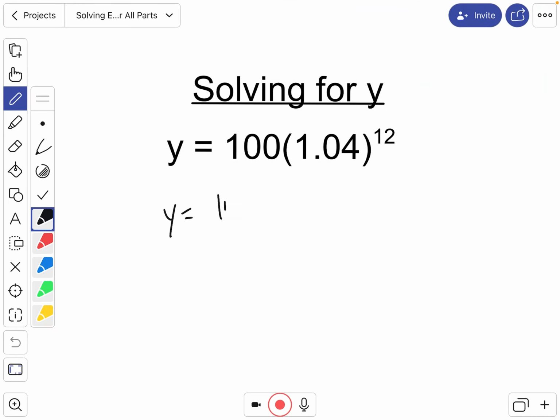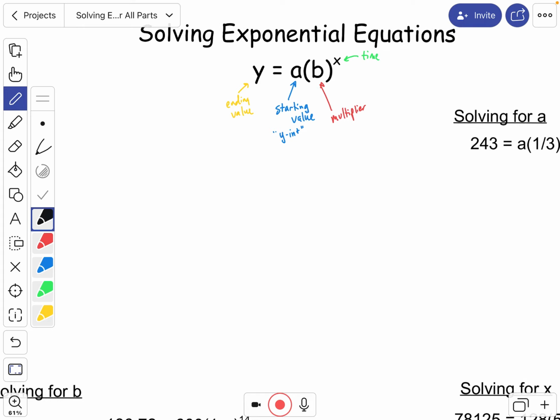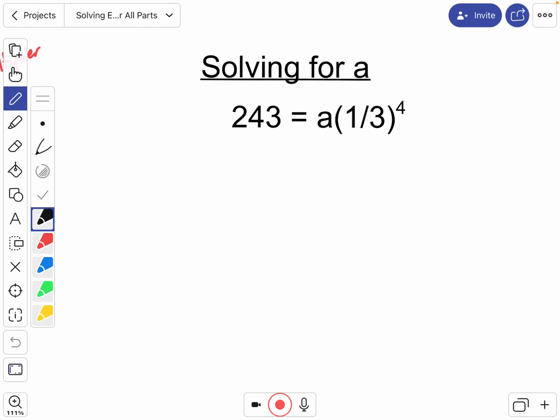So for this one, pretty straightforward. Y equals 160.10. All right, so that's solving for y. Our next easiest, which is a pretty sizable step up from that one, is solving for a.